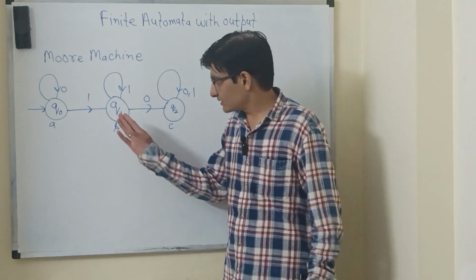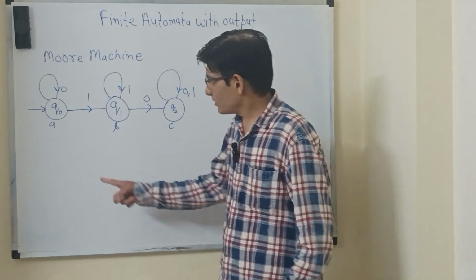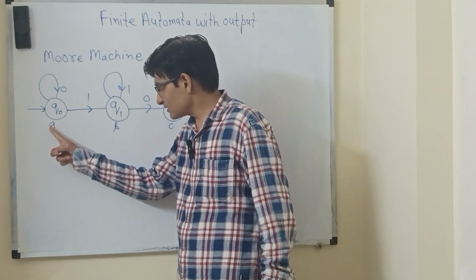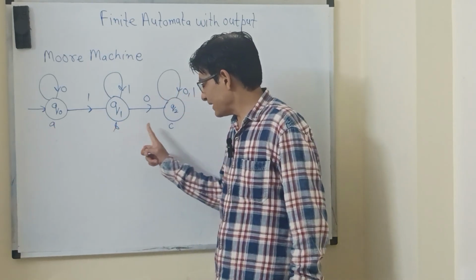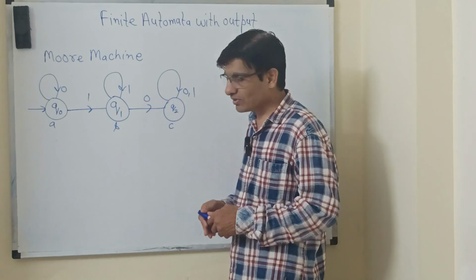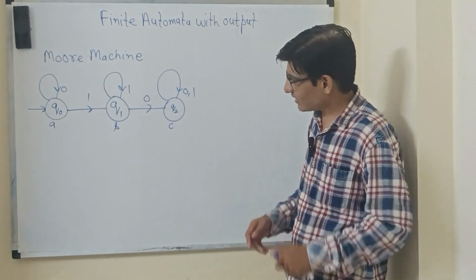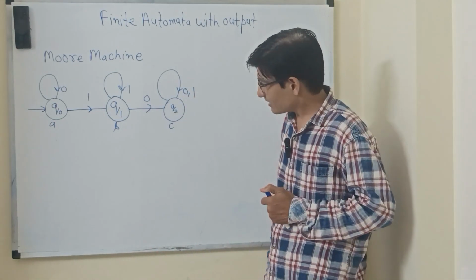So friends, this is one example of Moore machine. As you can see here, with each state, we have one associated symbol, that is A, B, and C. And you can see one more important thing: there is no final state. The only initial state is there, but there is no final state. Why?